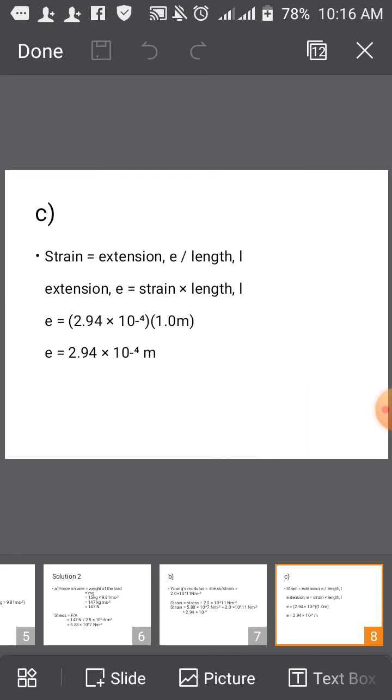When we substitute the value of strain as calculated in B, we're going to have 2.94 times 10 raised to power minus 4 multiplied by 1.0 meter. And when we do that, we are going to have our extension to be 2.94 times 10 raised to power minus 4 meter.